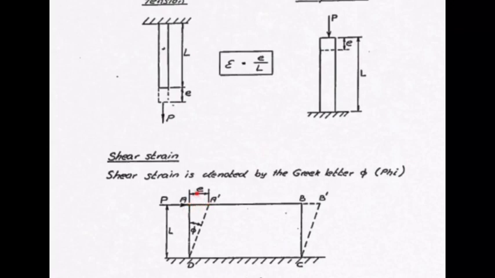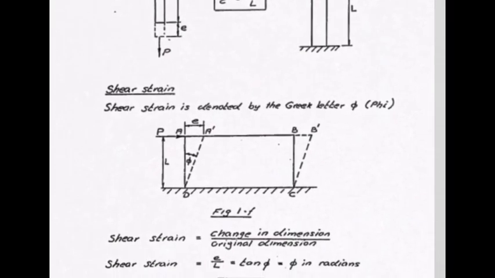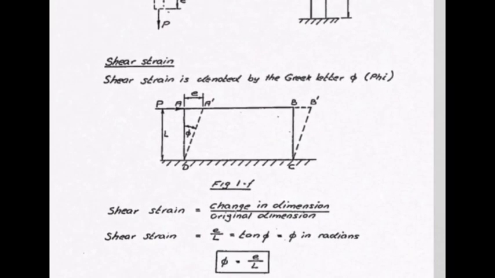So your change in dimension, as abstract as it may seem, is going to be this small dimension over here, which once again we use the lowercase letter e for. And now what might seem strange is the original length is now going to be the distance between the two shear planes. So shear strain is going to be e over L, exactly the same formula as before, but the concept is handled differently when it is shear strain.